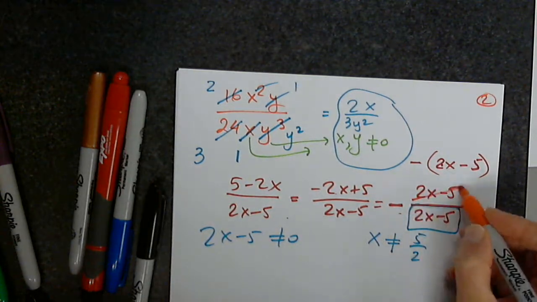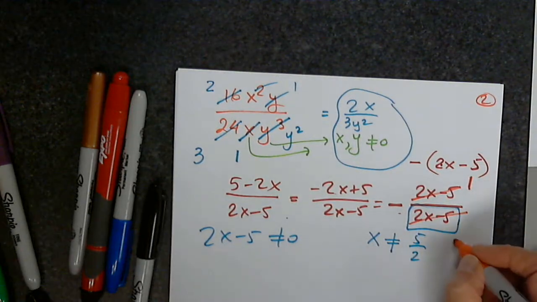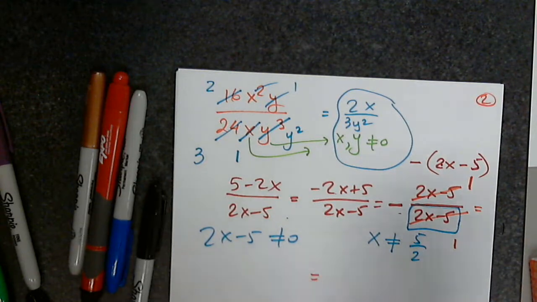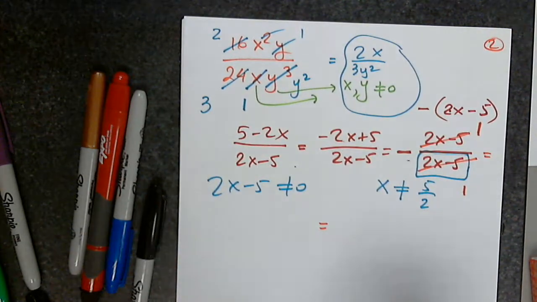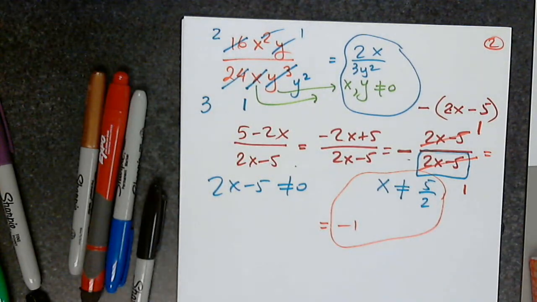Now I'm free to simplify after I state the restriction. So I'll simplify 2x minus 5 by 2x minus 5. Please write 1 so you don't think it's 0. So then this equals what? Right. But the correct answer is the whole thing. So this expression simplifies to negative 1 only when x does not equal 5 halves. That's the same thing, but we prefer just to state that.